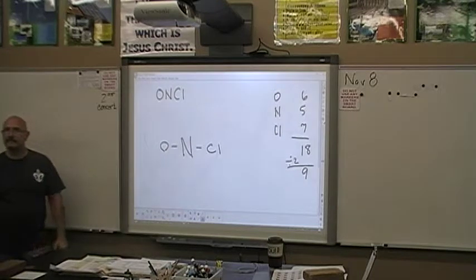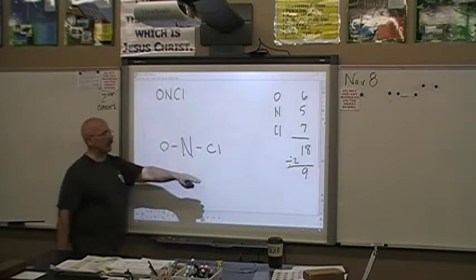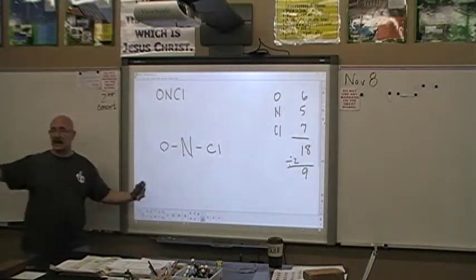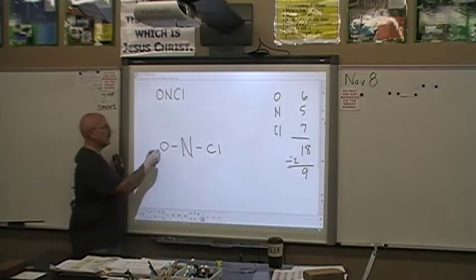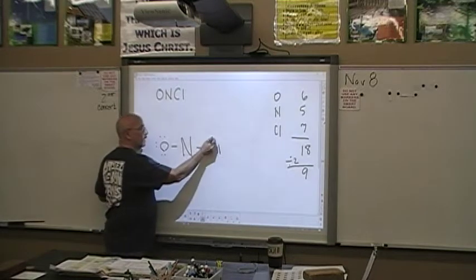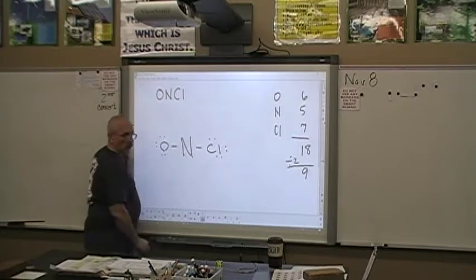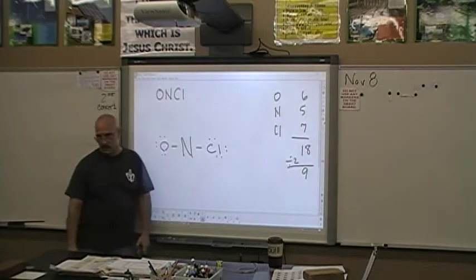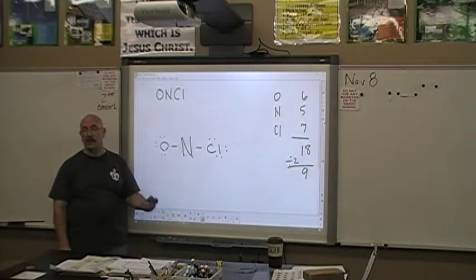Okay. So I have 2 bonds out of my 9 used. So we're going to start loading up the outside atoms with electrons. 3 more pairs. 3 more pairs. So I got 3, 6, 7, 8. Got 1 more pair of electrons left over.